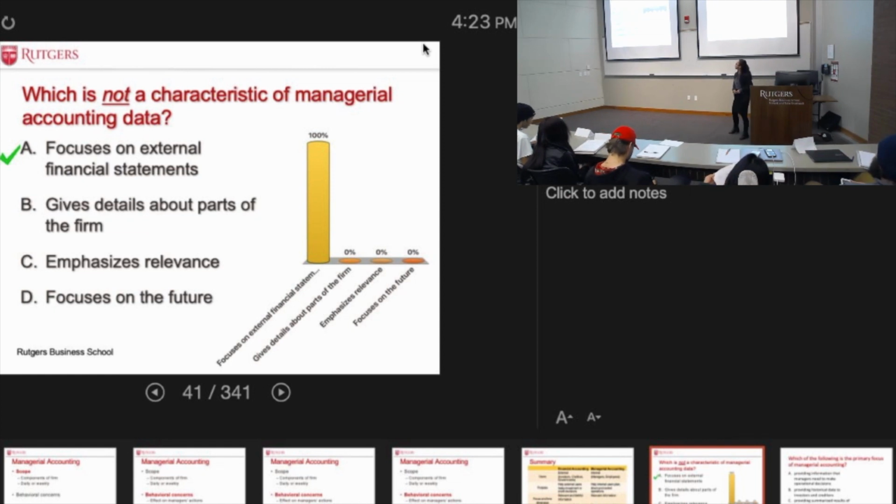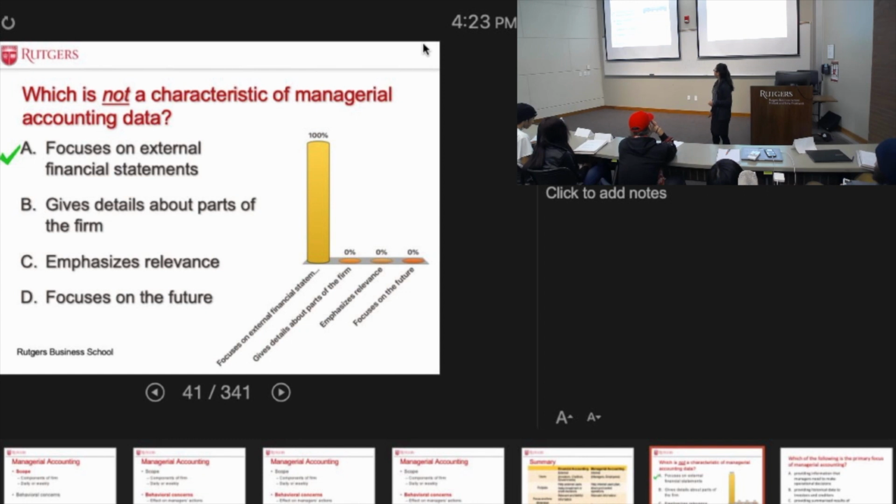But let's look at this question. Do you have any questions about this? Which is not a characteristic? Can someone volunteer to explain why the other three choices are wrong? Yes. They're examples of what managerial accounting is, and what they do. That's why the other three are wrong.